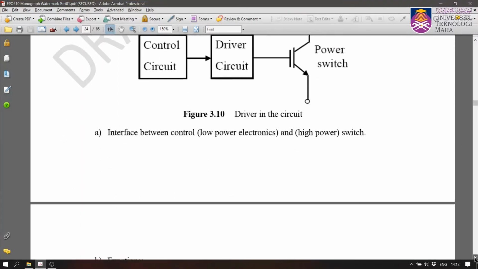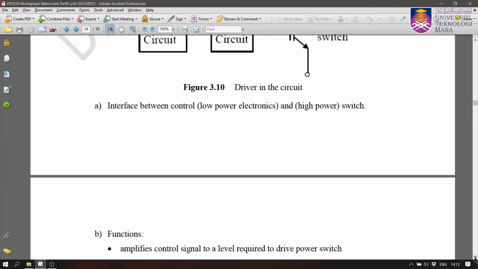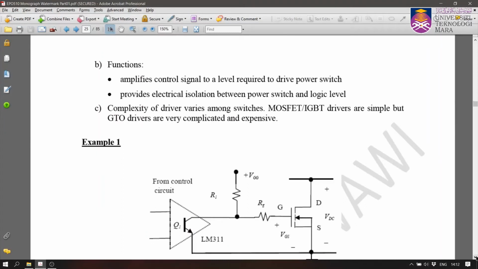It's known as the interface between low power control electronics and the high power switch. And the function is to amplify control signals to the level required to drive the power switch, and also to provide electrical isolation between the power switch and the logic level. The complexity of the driver varies among switches. Most switches are simple compared to the GTO, right?